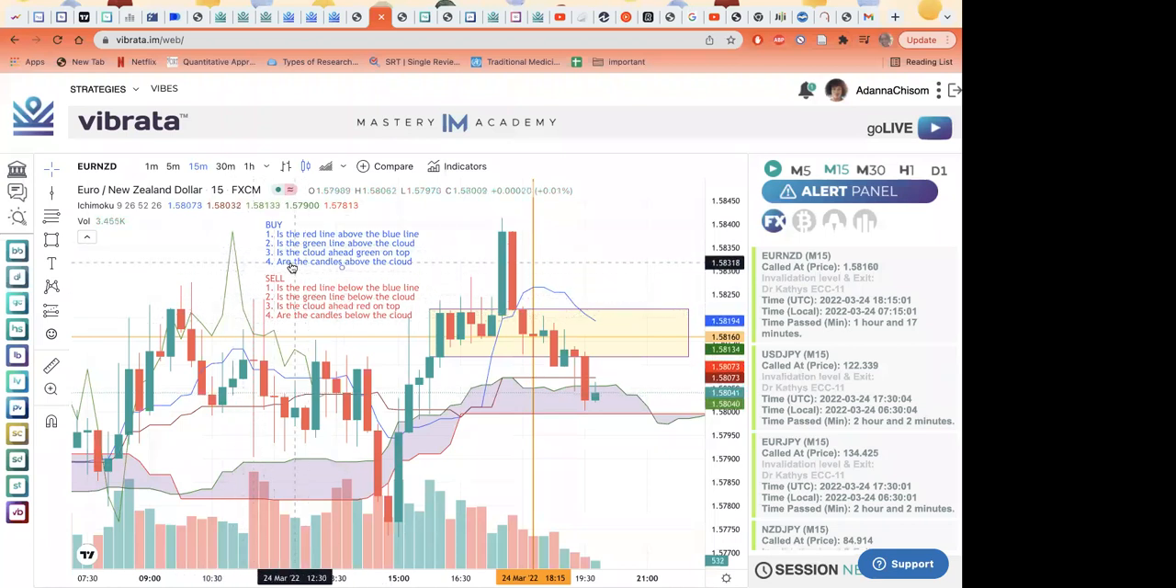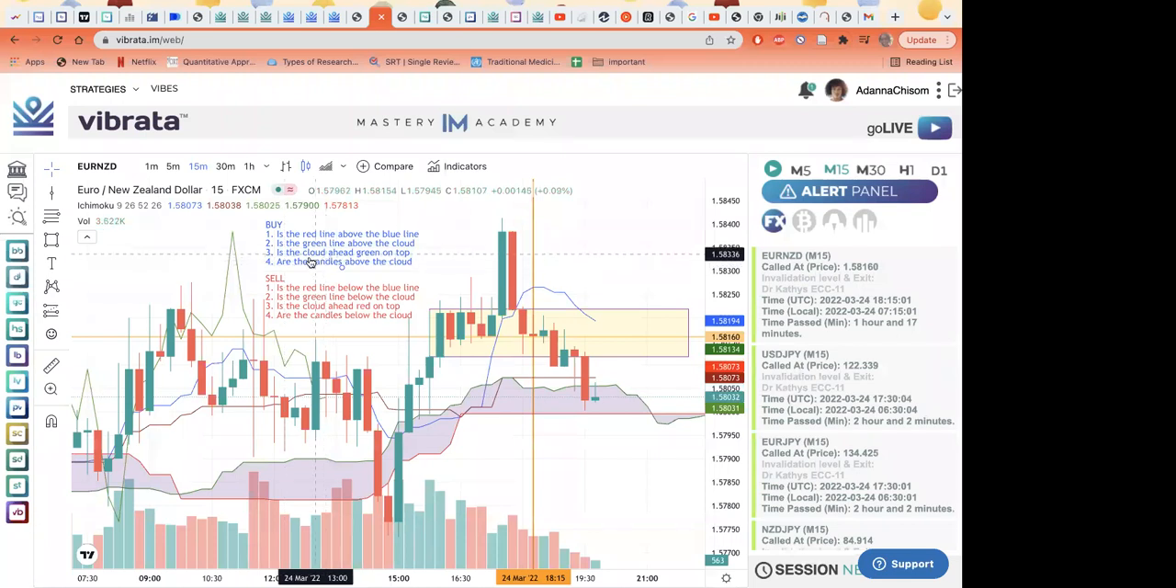Now, the next one says, is the cloud ahead green on top? So I hope you guys are getting me. This is the green line that they're talking about. Mostly you see that the green line looks like a shake. It's not a straight line. It's not a curvy line. It just goes. So that's the green line.